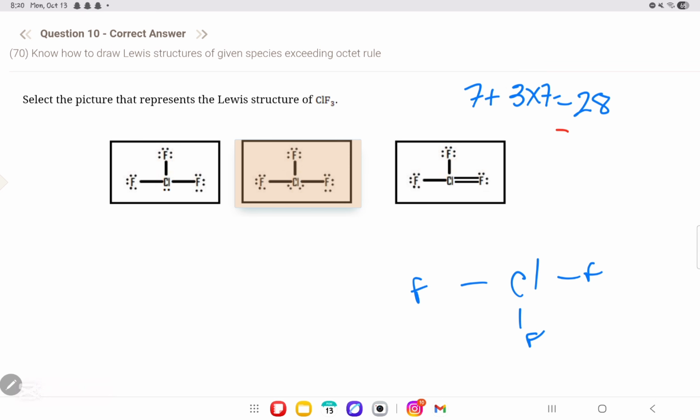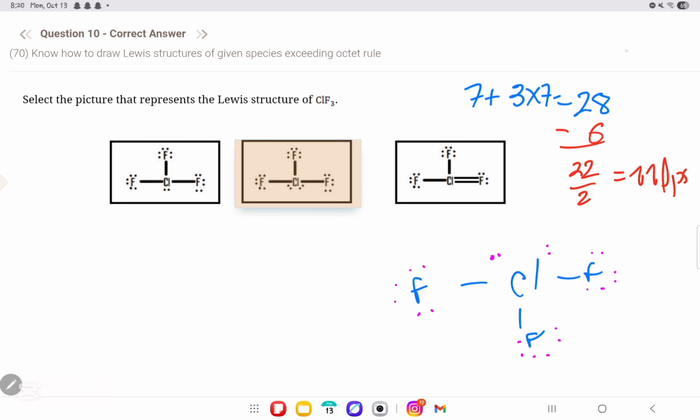Now 28 minus how many bonded electrons did we use? We used 3 times 2, which is 6, right? So 28 minus 6, that's going to be 22. Divided by 2, that's 11 lone pairs. So let us see. We always start with the surrounding atoms. So that's 3 lone pairs, 6, 9, and then for the remaining 2, we will put them on chlorine.